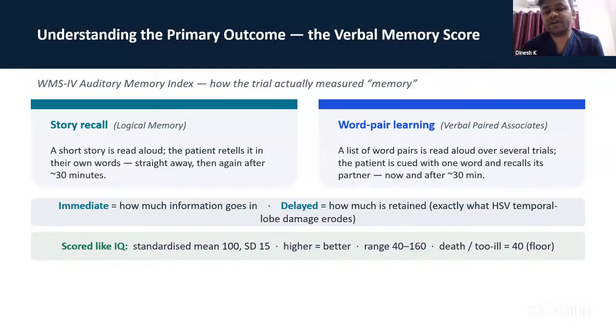The mean score they calculated was somewhere around 100 for a normal person, and for someone who is infected with viral encephalitis, the mean score expected was somewhere around 84. If the patient dies or the patient was too sick to perform this kind of verbal outcome, they were given a lowest score of 40. So this is how they have calculated the memory.